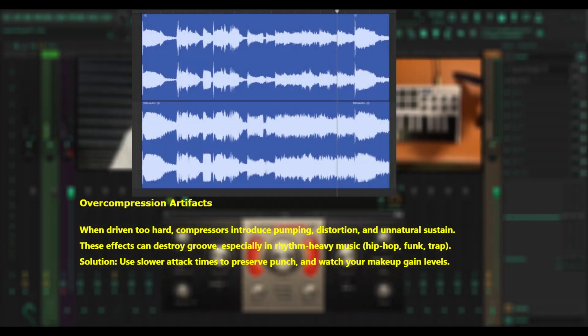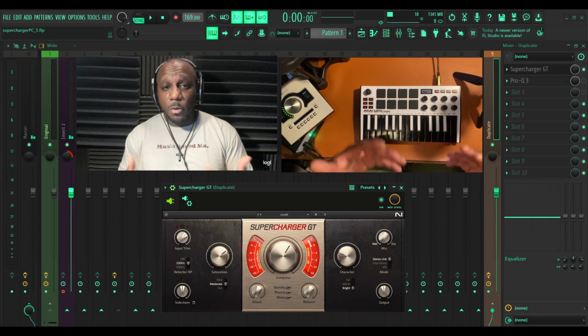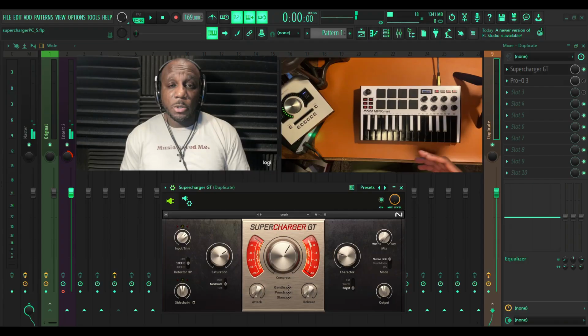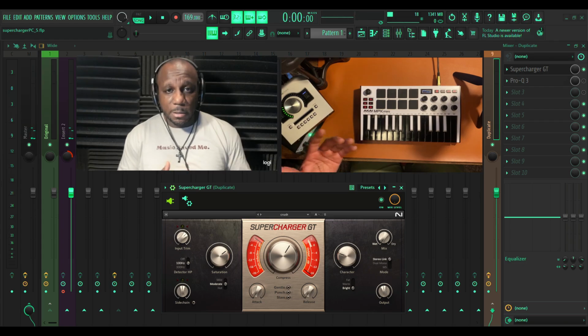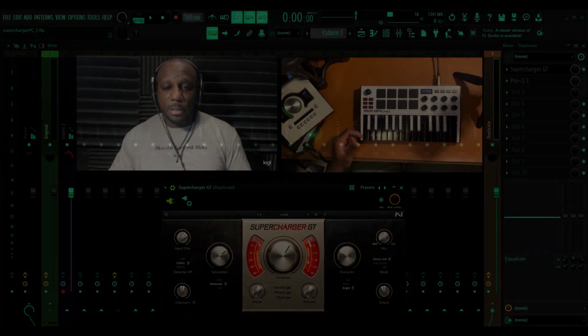The third is overcompression artifacts. Overcompression causes pumping and distortion. In my case, I wanted that distortion and some of those harmonics, but that may not be what you want depending on your style. Even still, again, you have to be mindful of that blending and the potential loss of dynamics, transients, etc.